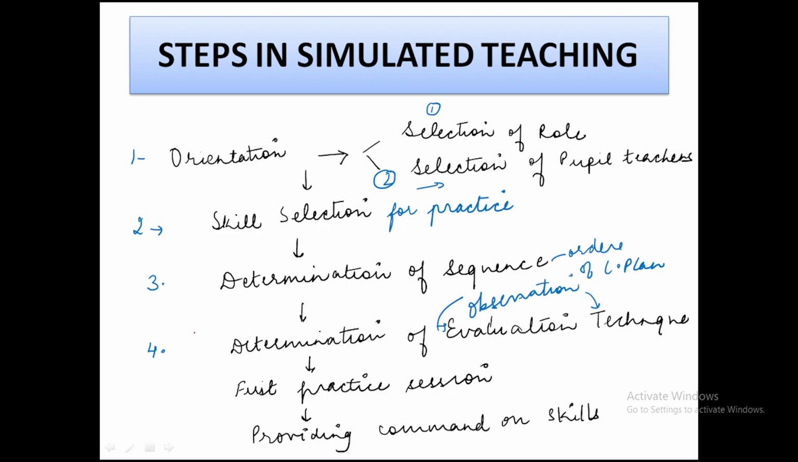So after determination of the sequence, then the first practice session will be held after the entire system has been made. The first session is organized and the supervisor will provide feedback and suggestions for improvement. And then, at the last, again, the pupil teacher will continue practicing one by one.